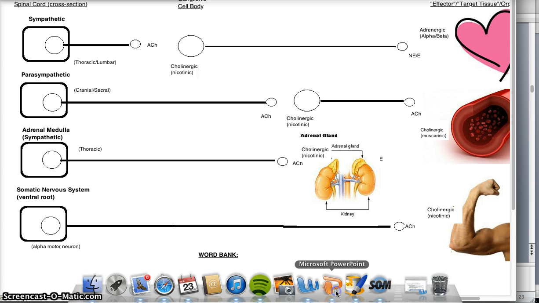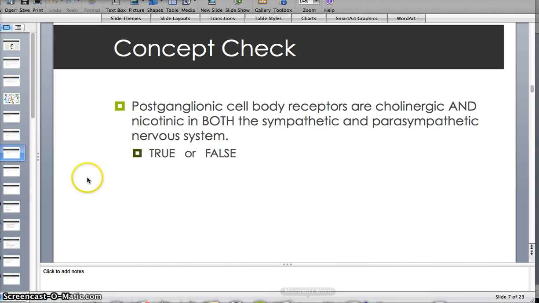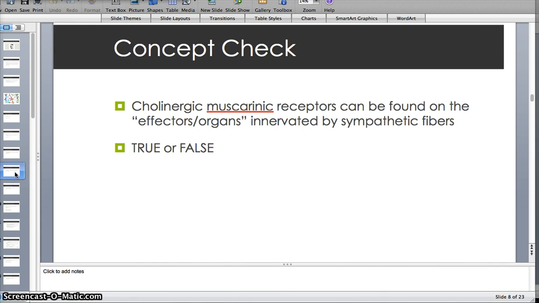All right. So our next question. Cholinergic muscarinic receptors can be found on the effectors or organs innervated by the sympathetic fibers.